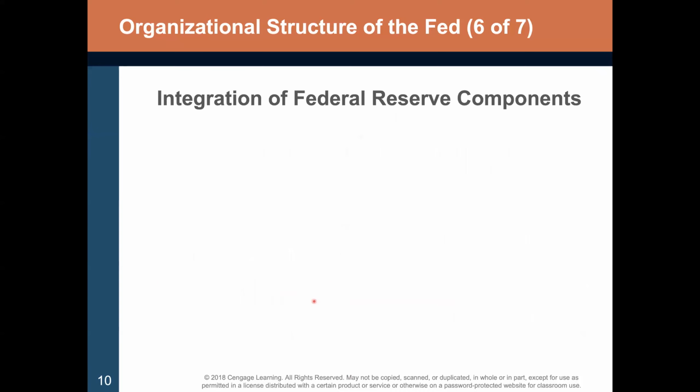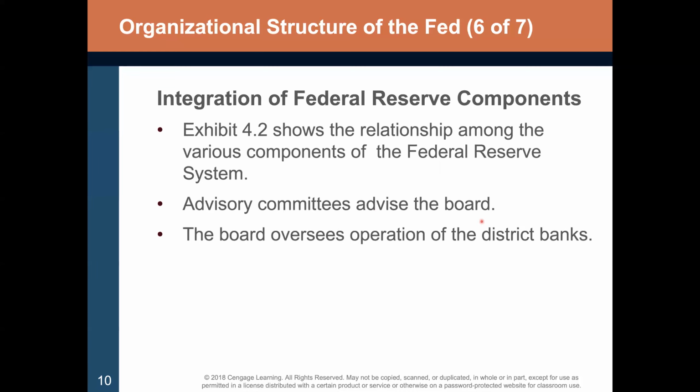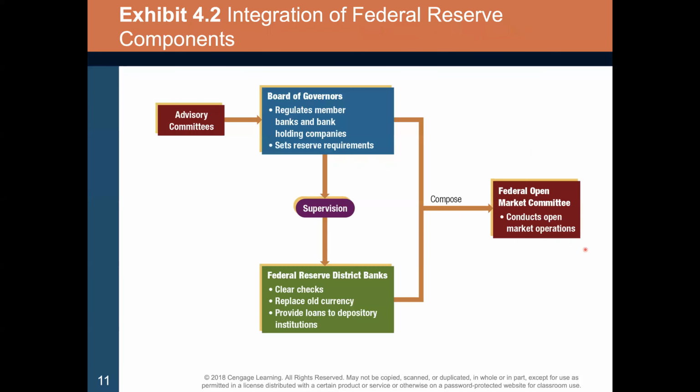So how are the different components of the Federal Reserve integrated? Exhibit 4.2 in your book will show you how these are integrated, and we'll look at it here in just a second. It shows the relationship among the various components of the Federal Reserve System. Advisory committees advise the board. So they give advice to the board, and the board is the group that makes a decision. The board oversees operation of the district banks.